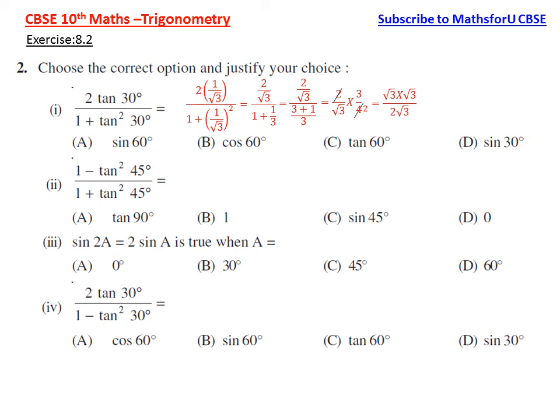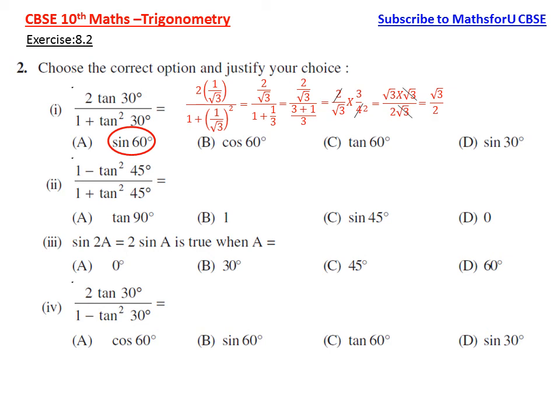So in the numerator 3 we can write as root 3 into root 3. Here 2 into root 3 is 2 root 3. Now this root 3 and this root 3 will get cancelled. Then we get root 3 by 2. So 2 tan 30 by 1 plus tan square 30 is equal to root 3 by 2. We need to find out among A, B, C, D which gives the value of root 3 by 2. Now sin 60 is root 3 by 2. Therefore the answer for the first one will be A.